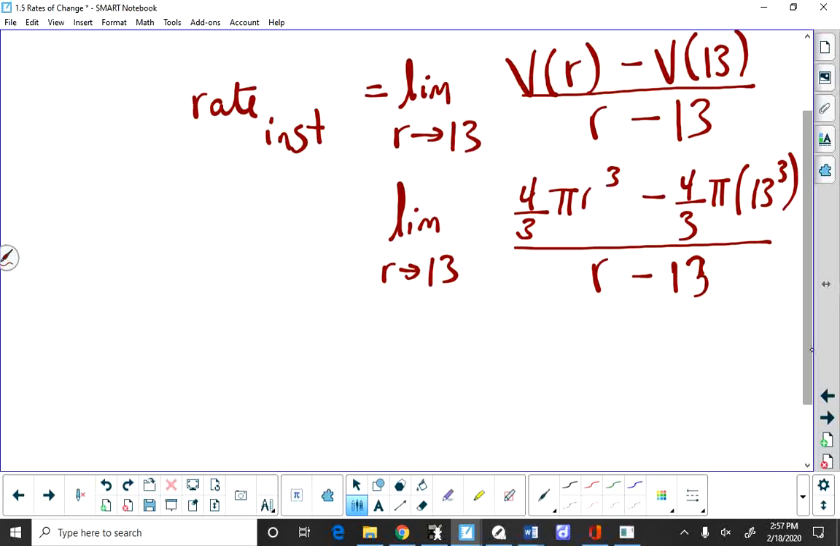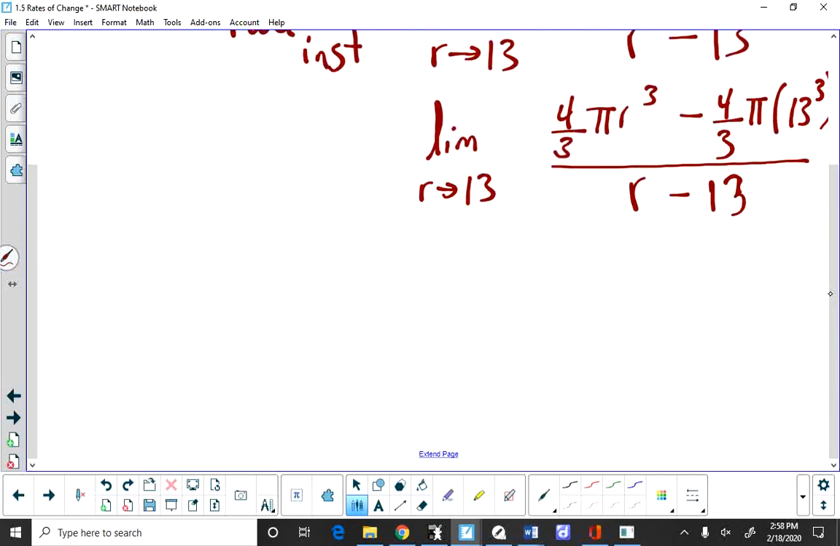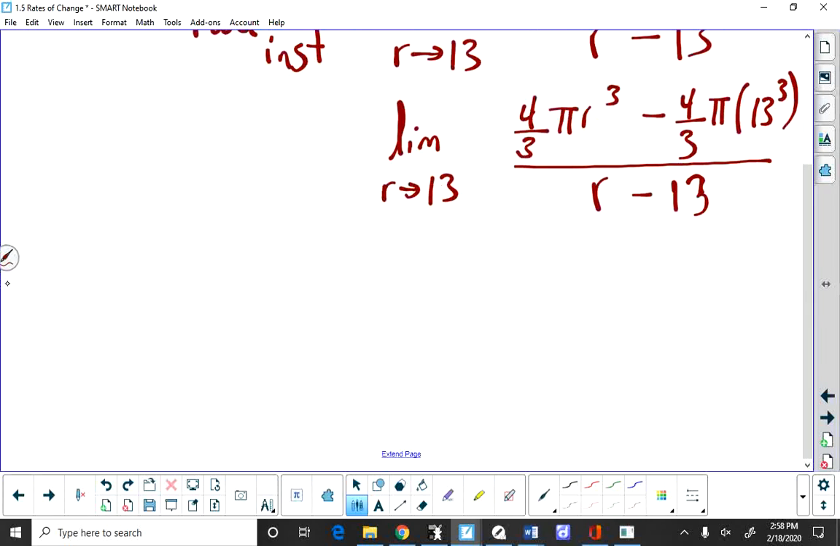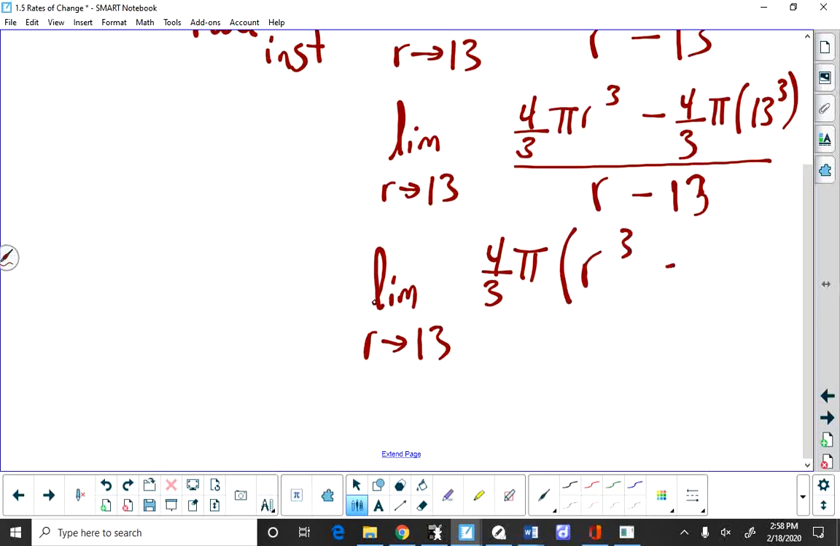A fatal mistake here would be to calculate what this is. If I factor 4/3 pi out, what am I left with? r cubed minus 13 cubed, which factors as the difference of cubes. One of those factors will be r minus 13. It always works. It's always going to be factorable. So we have the limit as r approaches 13 of 4/3 pi, and then r cubed minus 13 cubed over r minus 13.